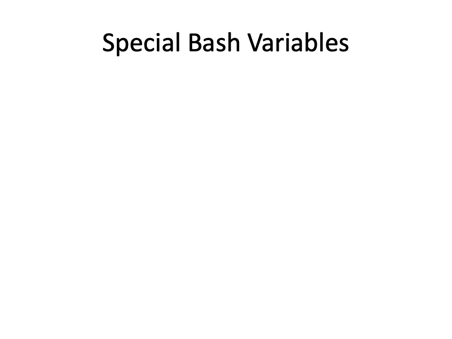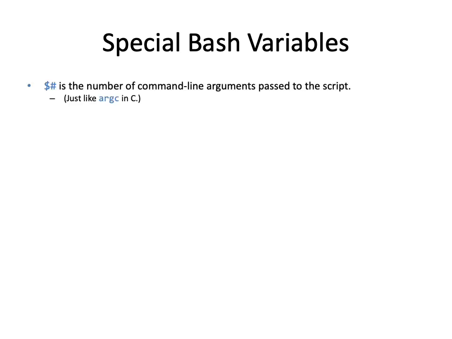Now there are some special bash variables as well. These come up often. $# is the number of command line arguments passed to the script. So this is a special bash variable, and it acts just like argc in the C programming language. However, whereas argc will give you the number of command line arguments plus the program name, the $# here in bash will give you that minus 1. It doesn't count the program name or the script name. It only counts the extra command line arguments that get passed.